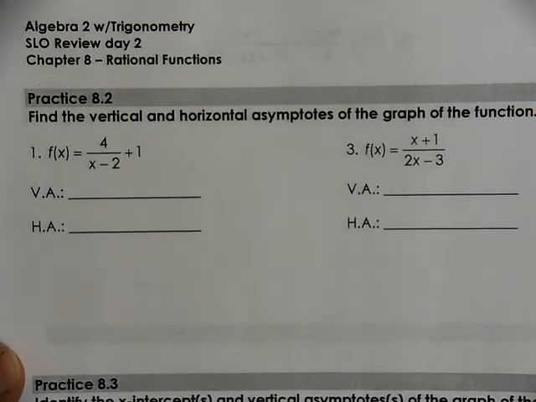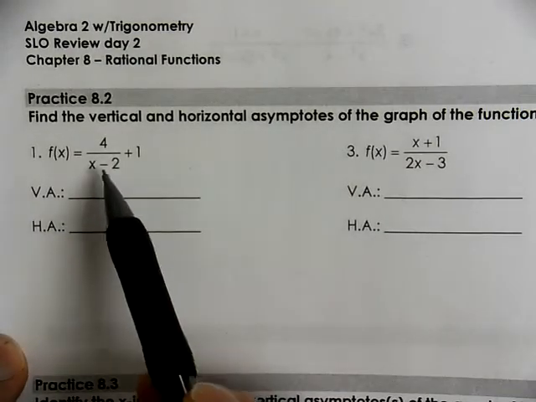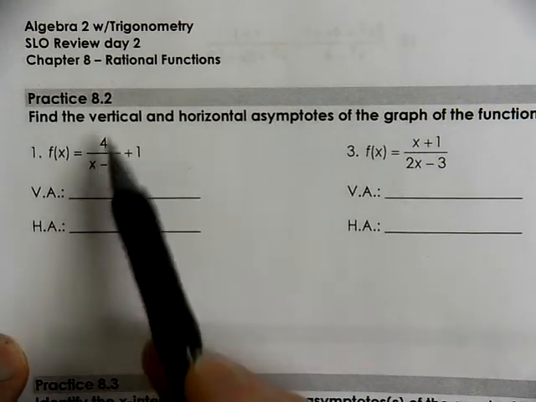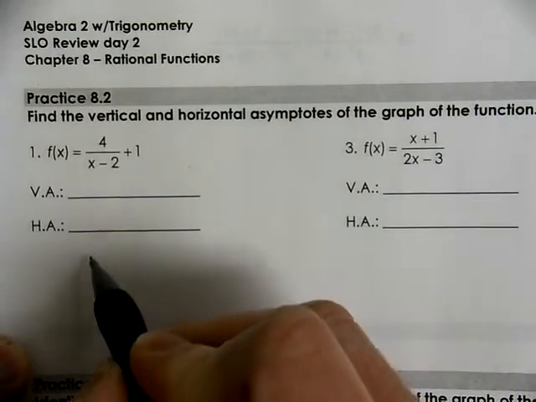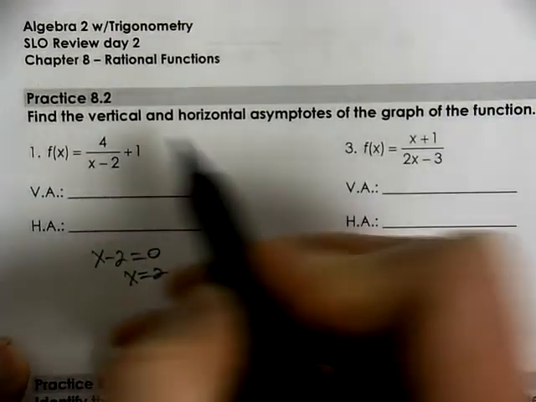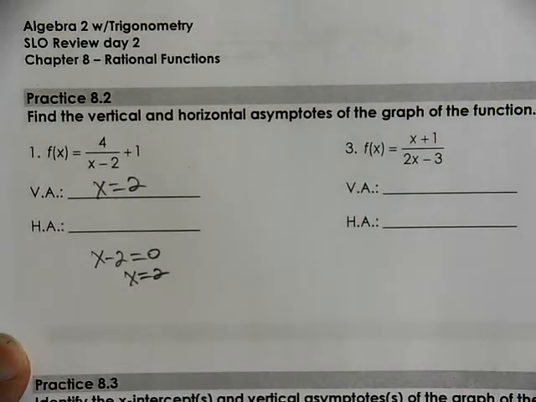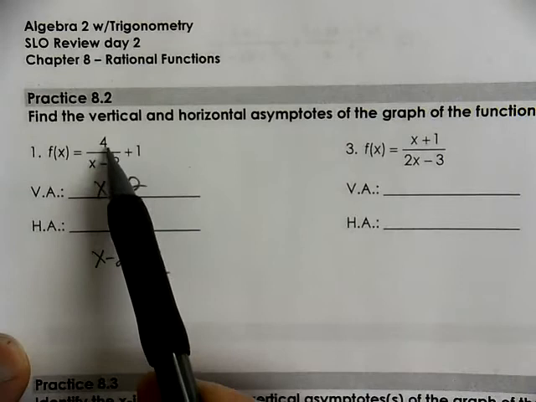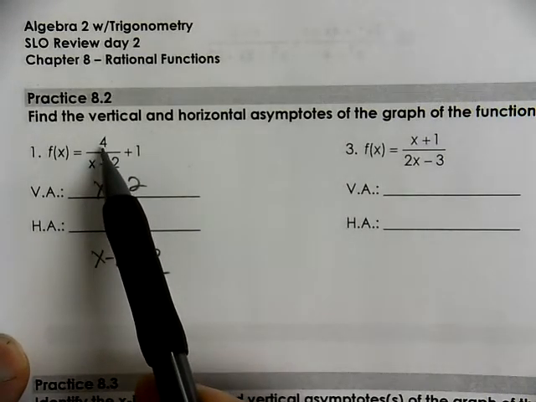This is a review for Chapter 8, 13, and 14. We're going to start out with looking for the vertical asymptote. A vertical asymptote goes up and down, so we look for the denominator to equal 0. So x minus 2 equals 0, x equals 2. Vertical asymptote. Horizontal asymptote, you typically look at your fraction and set the numerator to 0.